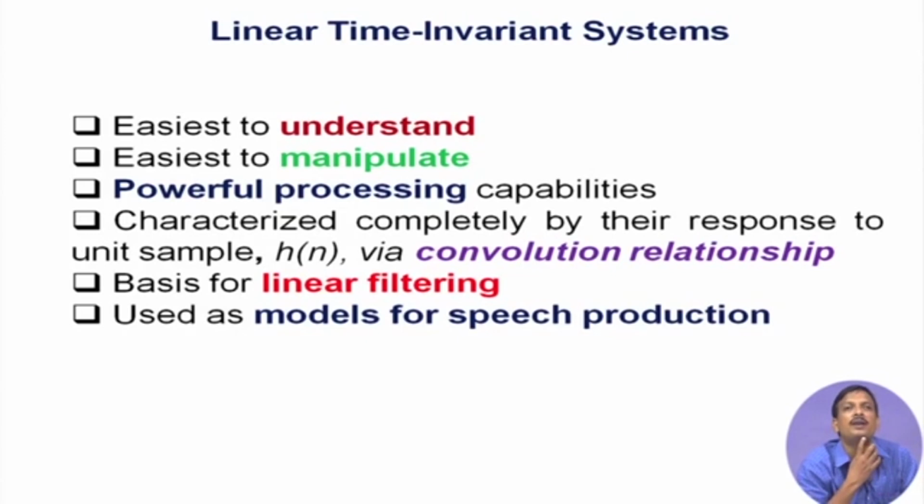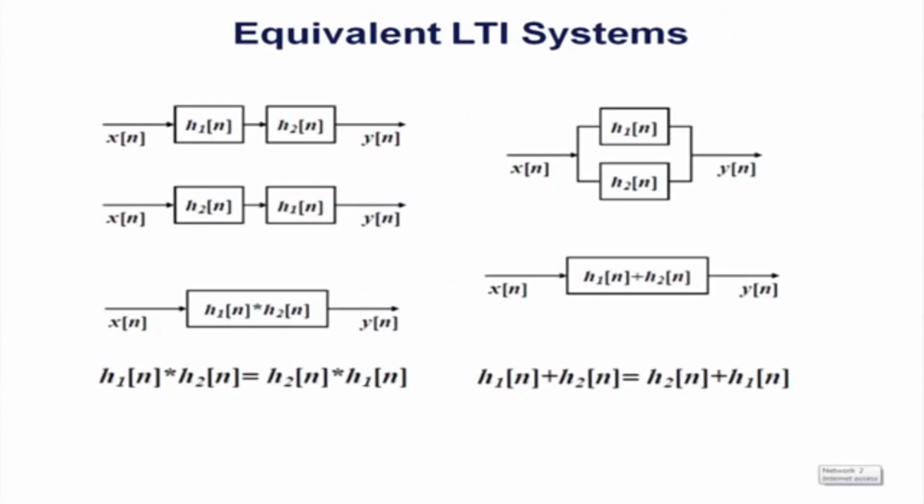So, we want to make this model a linear time invariant system. This is the same as signals and systems, which you have already read. If x n is the input, h 1 and h 2 are the two system functions, the transfer functions, and y n is the output, then it is commutative. H 2 can be first and H 1 can be second also. All those properties you know.